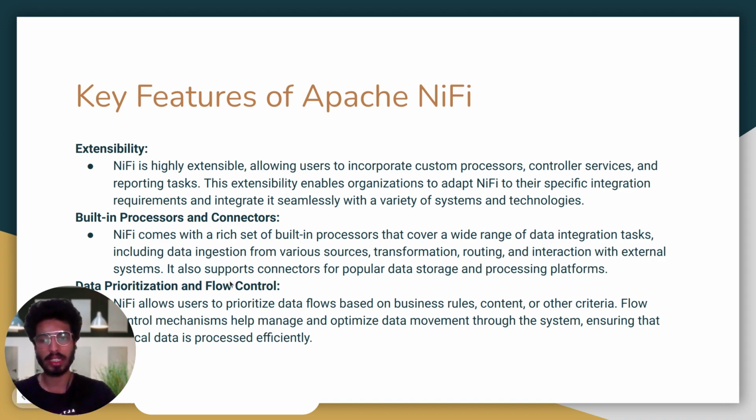Next is data prioritization and flow control. NiFi allows users to prioritize data flow based on business rules, content, or other criteria. So basically, let's say you have 10,000 pieces of data coming in, and let's say these data have a date tag. Depending upon this date, we can send the data one by one in a priority order. Okay, and flow control mechanisms help manage and optimize data movement through the system, ensuring data is processed efficiently.